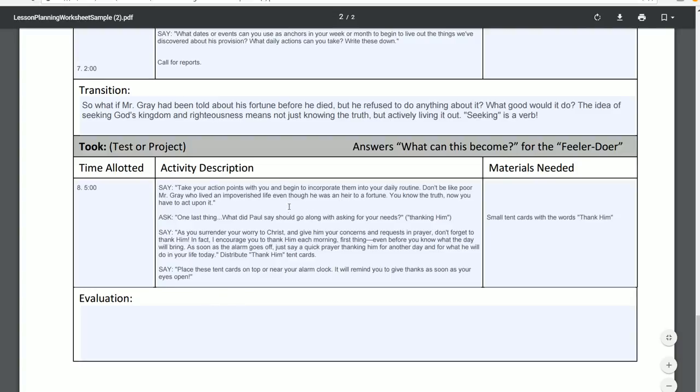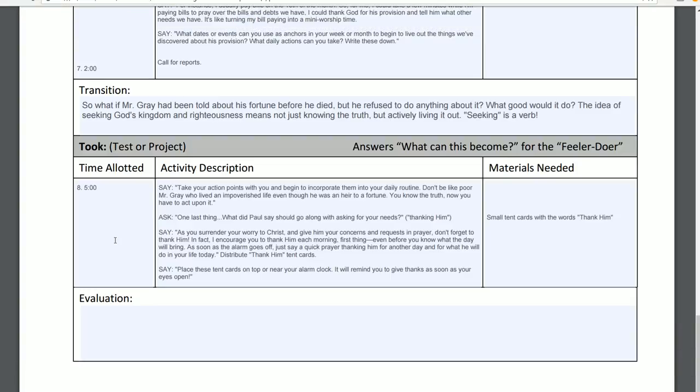Now, by the way, this took area is a real good place to reference back to your hook. Whatever it is that your hook introduced, the took time is a great way to reintroduce the concept of your hook and then give a sense of closure. I call it bookends. It's like you've got a bookend on one side and a bookend on the other. So your hook and your took can actually reference the same thing like bookends. It helps to tie things together very neatly.